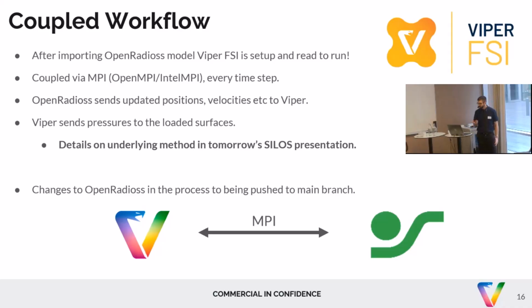So in brief, OpenRadioss calculates your positions of where the element is, passes that to VIPER. VIPER calculates the forces on those elements, passes the forces back. Radioss then determines how the structure moves and responds, and then we just keep going back and forth until the simulation is done. And this communication does happen at every time step. So a lot of these details and some of the technical aspects I'll be discussing tomorrow at Silos, or you can see me later today if you want them now.